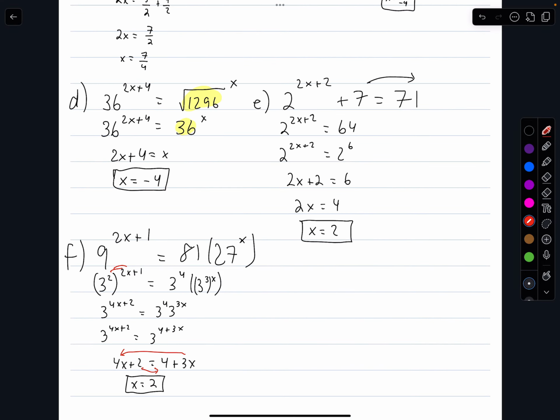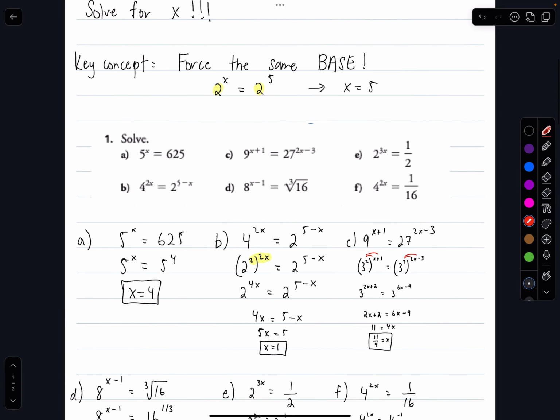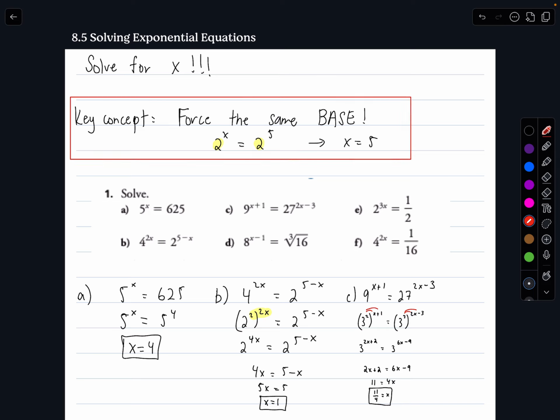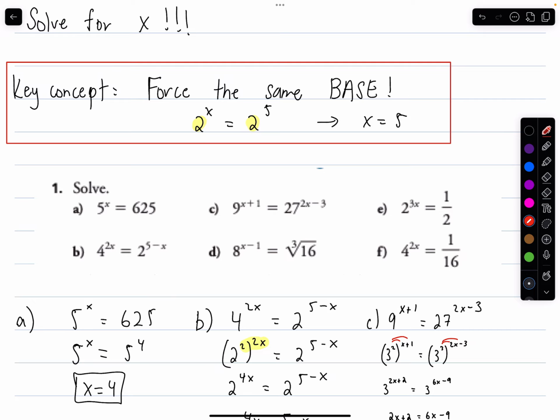guys. The main concept though, right, the main concept, and I'm going to put it in a box right here, is you got to force the same base, okay? If you're forcing the same base, then everything becomes easier, okay?